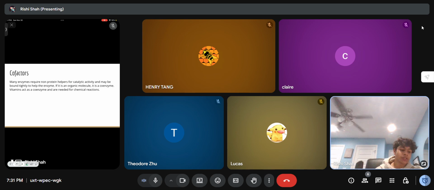So next we're going to talk about cofactors really quick. There are many enzymes which require non-protein helpers for catalytic activity and may be bound tightly to help the enzyme. If it's an organic molecule, which means it has carbon and hydrogens, it's going to be a coenzyme. And oftentimes you'll have essential vitamins, you'll have elements like transitional metals that are being used as coenzymes or cofactors for chemical reactions. They're going to be really important because if you don't have that, the chemical reaction can't take place in the first place.